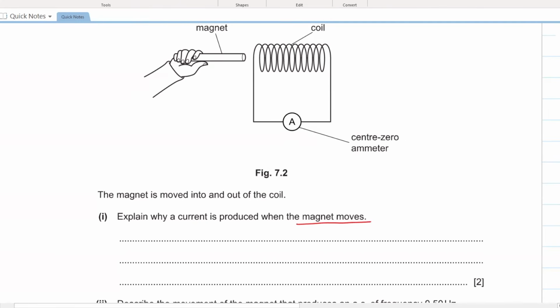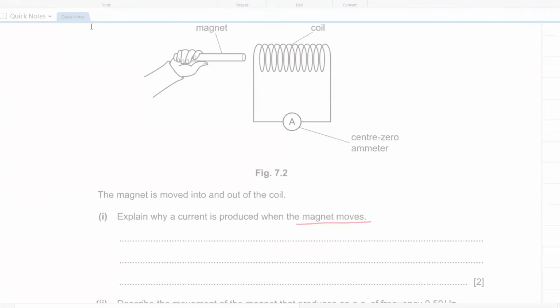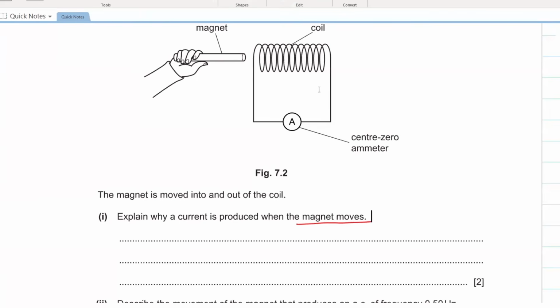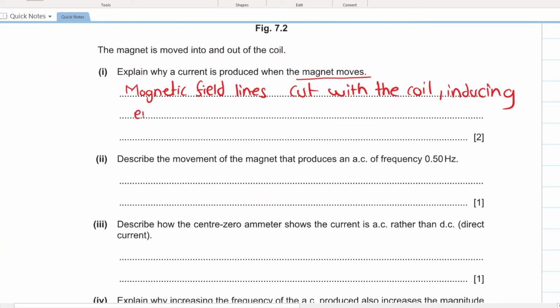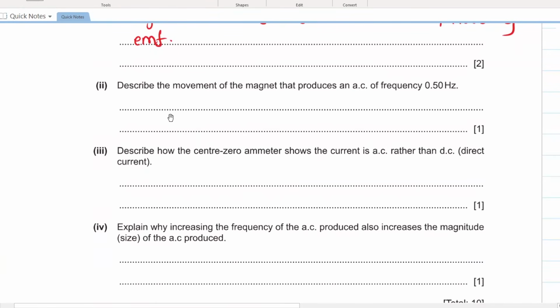You will say, magnetic field lines cut with the coil, inducing EMF. Simple as that. Describe the movement of the magnet that produces a frequency of 0.5 hertz.